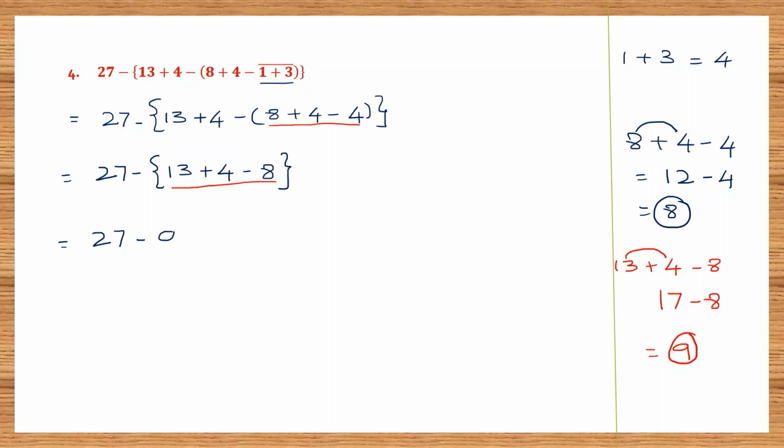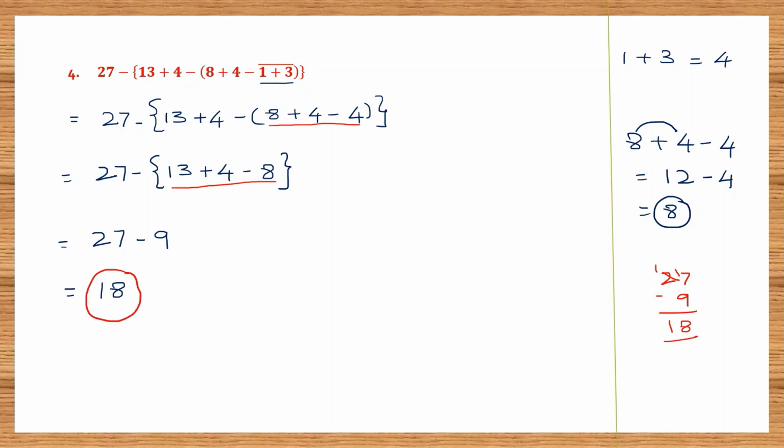So it becomes 27 minus 9. Now how much is 27 minus 9? Let's do that and see. 27 minus 9. Now we need to borrow. So this is 17 minus 9, which now becomes 8 here and 1. So we have 18. When you subtract 27 minus 9, we get 18. So 18 is our final answer to this question, 18.